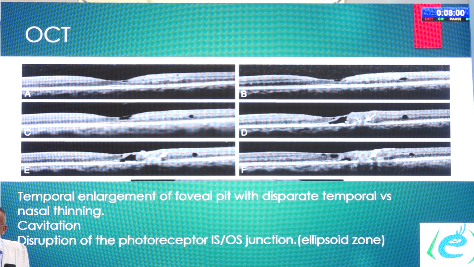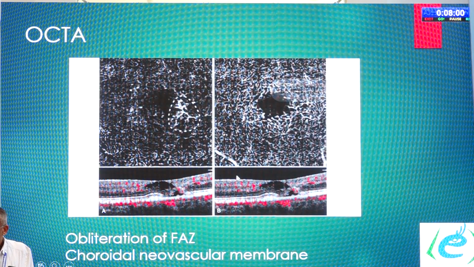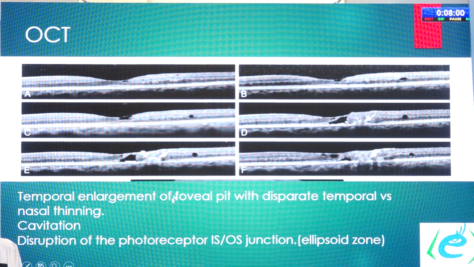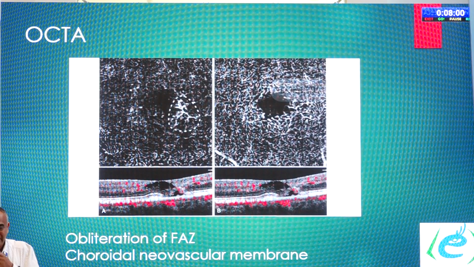There is temporal enlargement of the foveal pit with disparate temporal versus nasal thinning. Temporal is thinner than the nasal side, and there develop cavities like this, which go on increasing with time. And there is disruption of the photoreceptor IS-OS junction or the ellipsoid zone. And in the morning, in one of the sessions, I saw that people have identified some initial changes which will ultimately lead to neovascularization, that is the double layer sign, which has also been identified in OCT photographs of MacTel 2. In the OCTA, we will see obliteration of the FAZ and choroidal neovascular membranes.